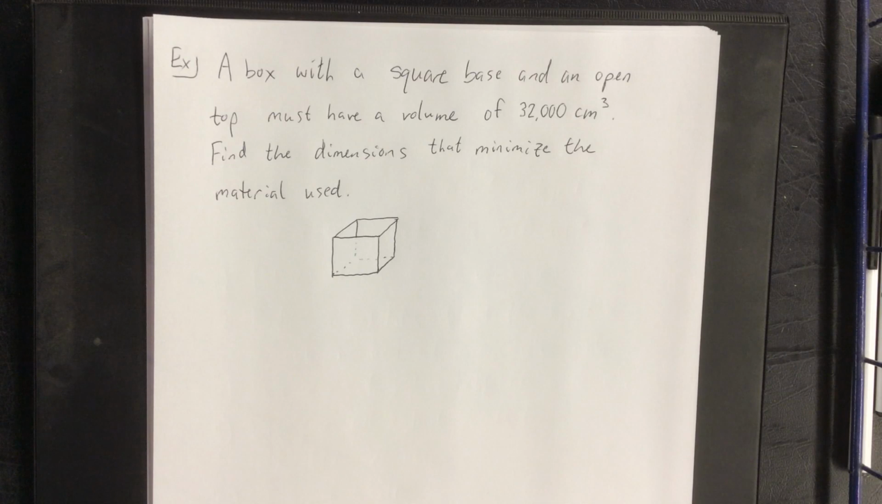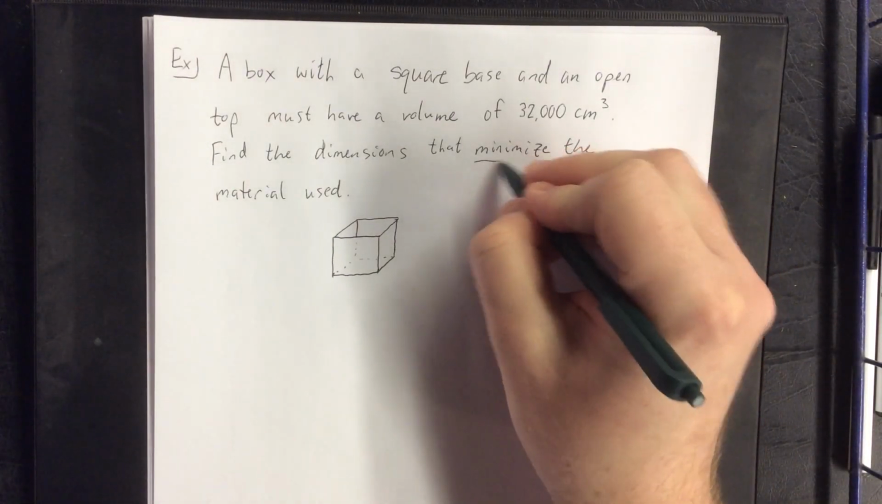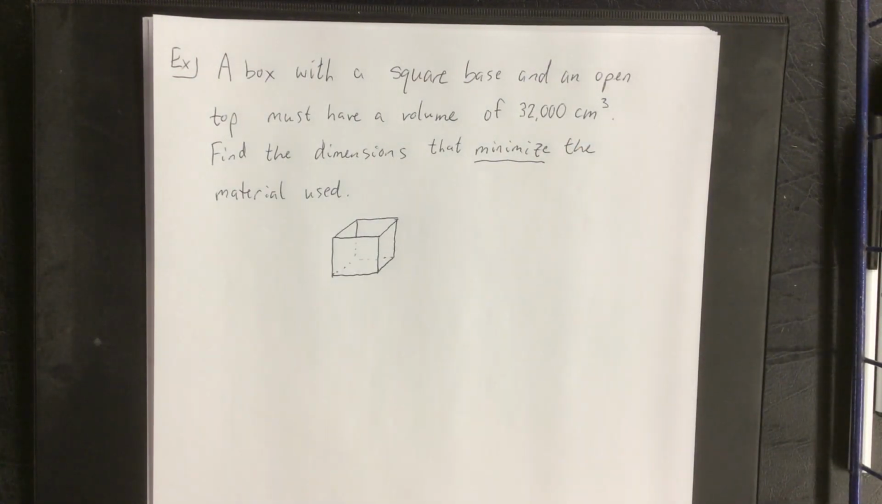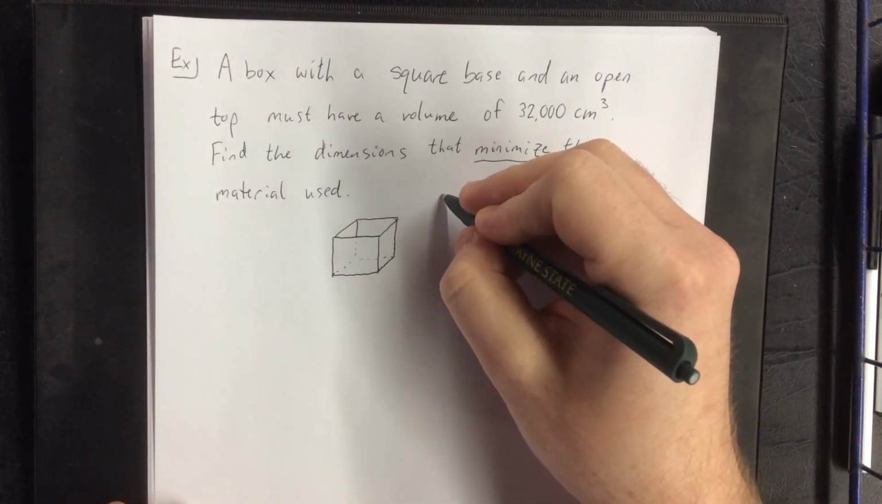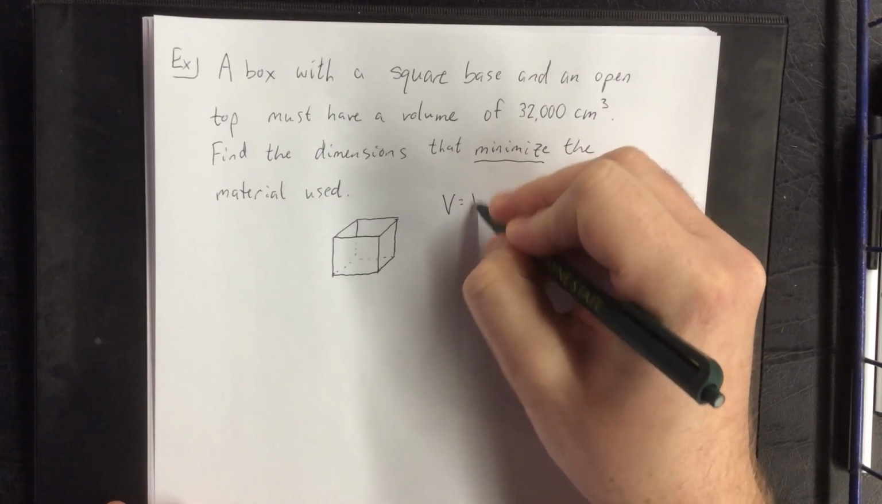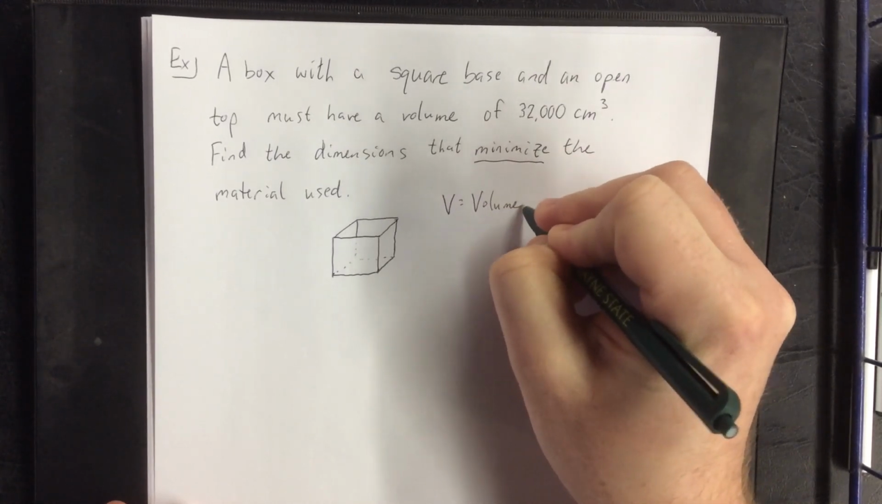So with that in mind, first thing we do is identify what did we use in this setup for the problem that indicates optimization, and we got it right there. Minimize the material used. So with that in mind, we need to define several variables. So here are some things that we could define. We were told the volume of the box. We'll use V for volume of the box.